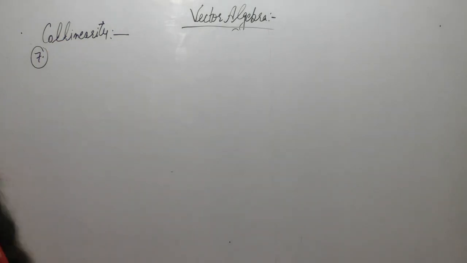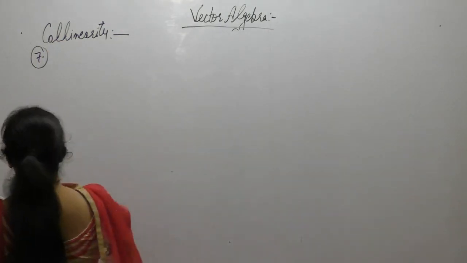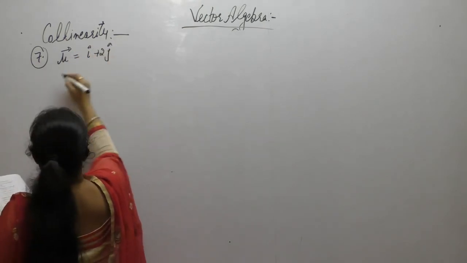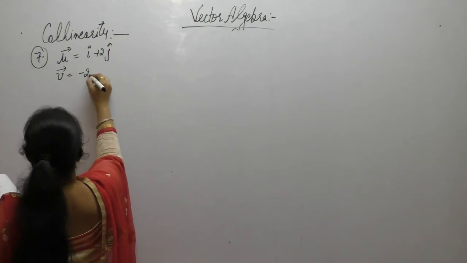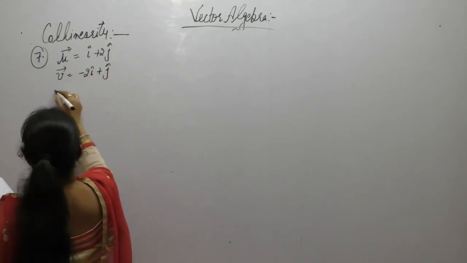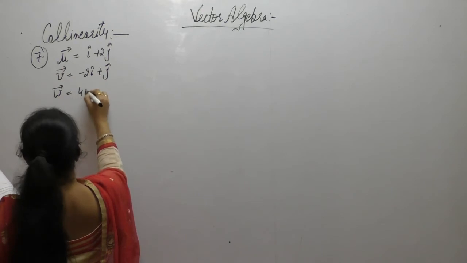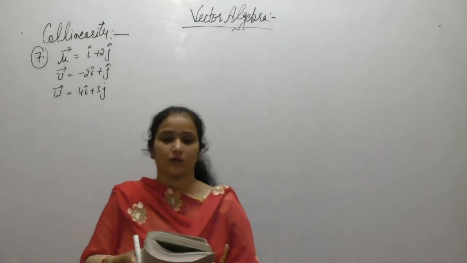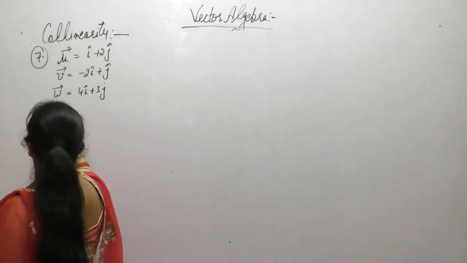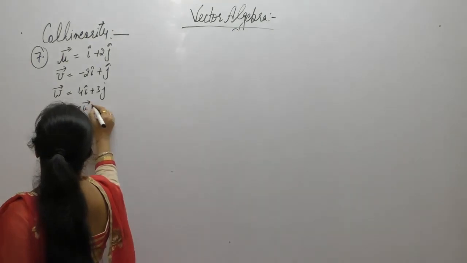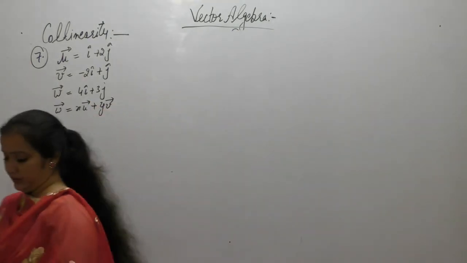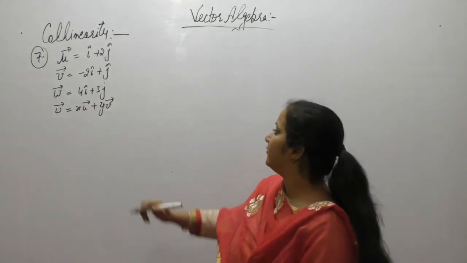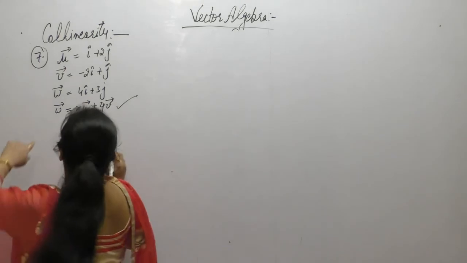Now next one is: let u vector equal i cap plus 2j cap, v vector equal minus 2i plus j, and w vector equal 4i plus 3j. Find scalars x and y such that w vector is equal to x u vector plus y v vector. Now we want to find the value of scalars x and y when this is the relation which is given.